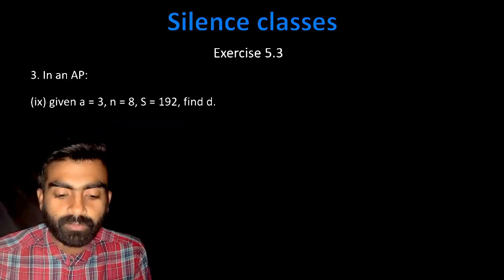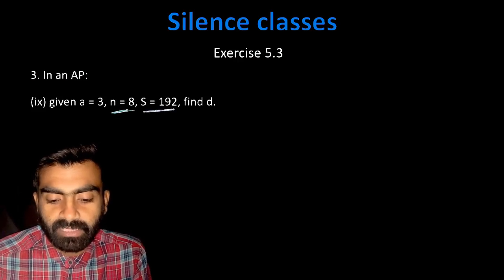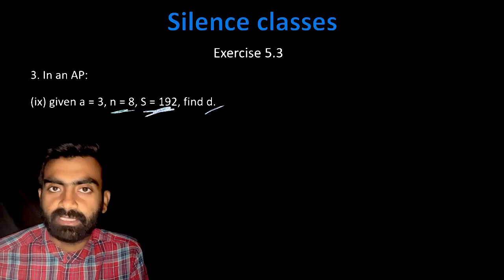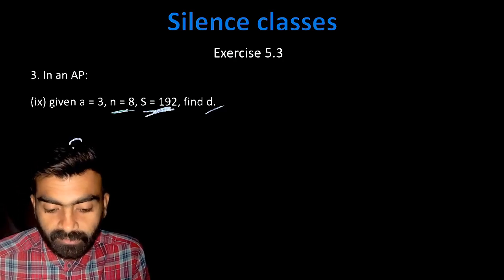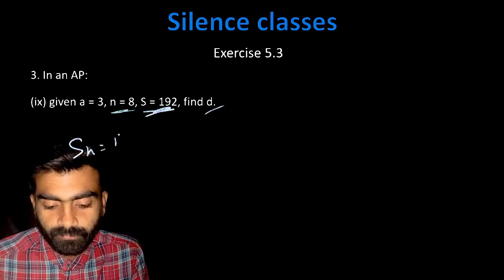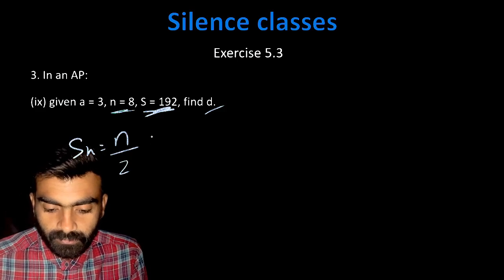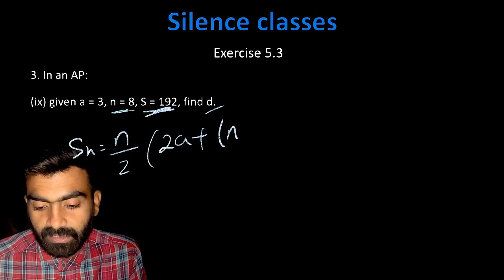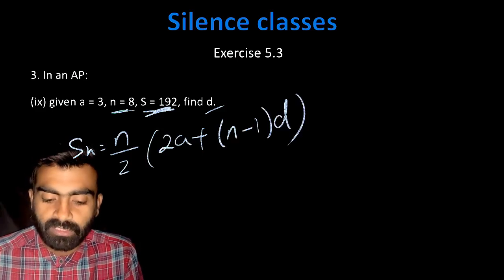Over here we have a, the number of terms, and Sn. That is, the sum of n terms is 192, and we have to find d, which means we have to find the common difference. So we can use the formula Sn equals n upon 2 times 2a plus n minus 1 times d. By using this particular formula, we can find it out.